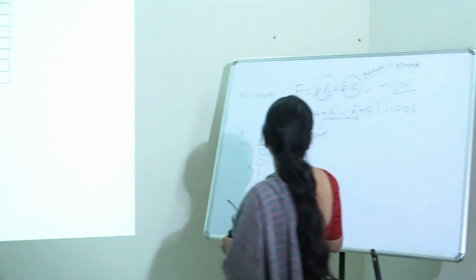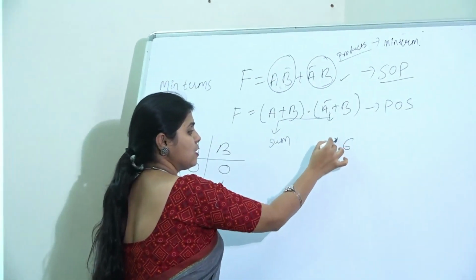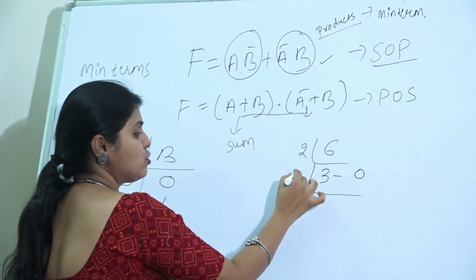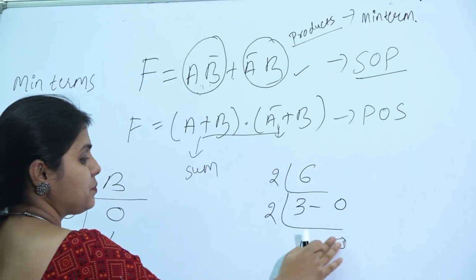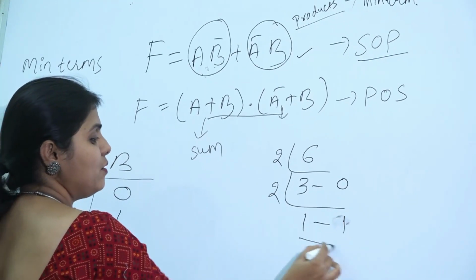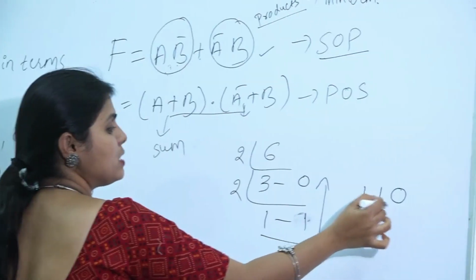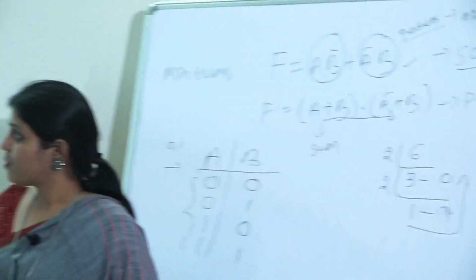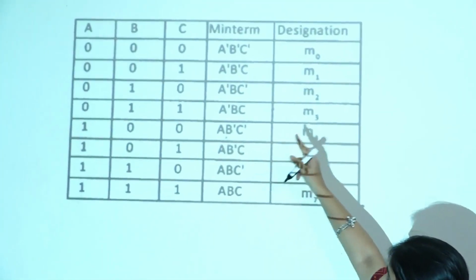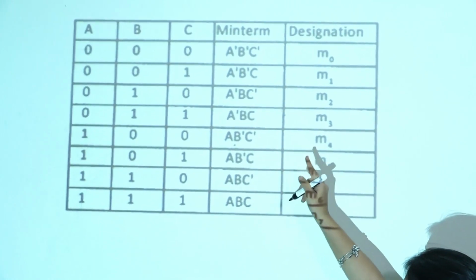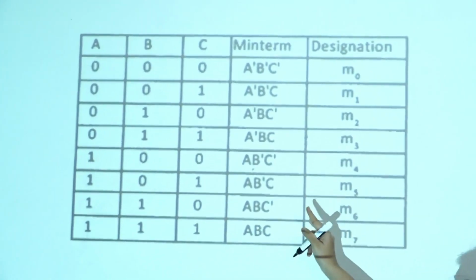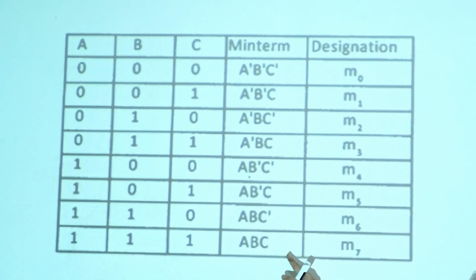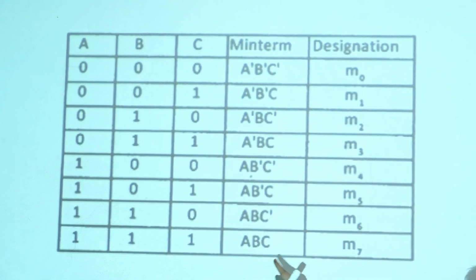For example, if I want the binary representation of 6, what do we do? We divide it by 2. 2 3s are 6, remainder 0. Next, 2 1s are 2, remainder 0, and then 1. So 1 1 0 is the binary representation of 6. All of you know this. So here we are representing the same thing. 0 0 0 stands for 0, 0 0 1 stands for 1, 0 1 0 for 2, 0 1 1 for 3, 1 0 0 for 4, 1 0 1 for 5, 1 1 0 for 6, 1 1 1 for 7.